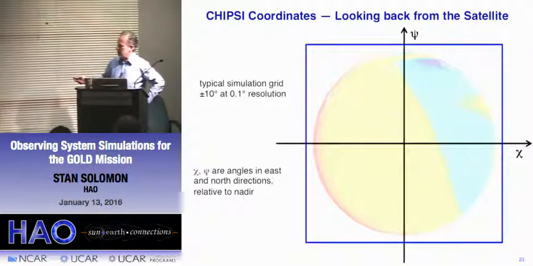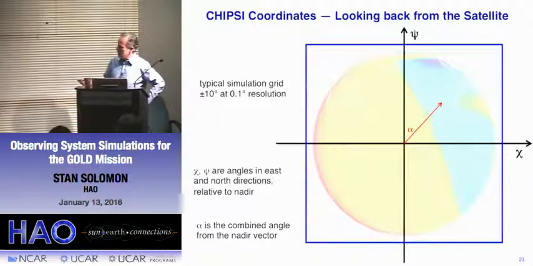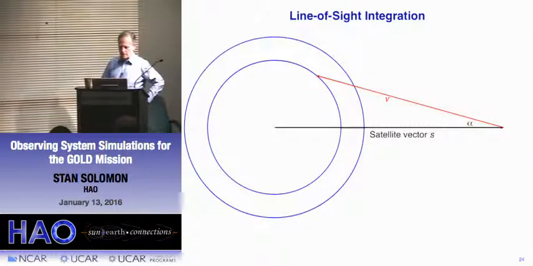In this case, looking back at the Earth, I define some coordinates in the east and north direction that I call chi and psi, similar to x and y, but they're angles. And then the angle from where your instrument is to some point at the Earth, in this case a simulated point, I'm calling that angle from the nadir vector to that point alpha. You can compute alpha from chi and psi. And then you now have a way of defining this observational vector. So you know this vector, you know alpha, you know this vector.